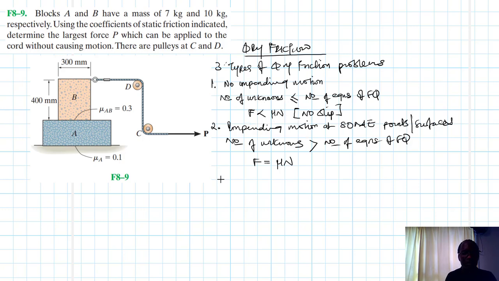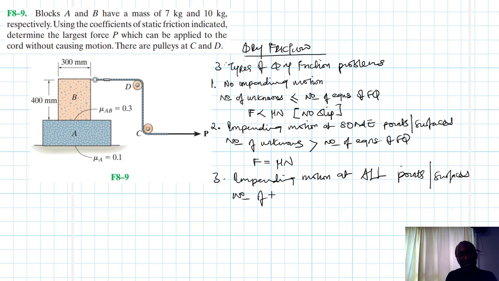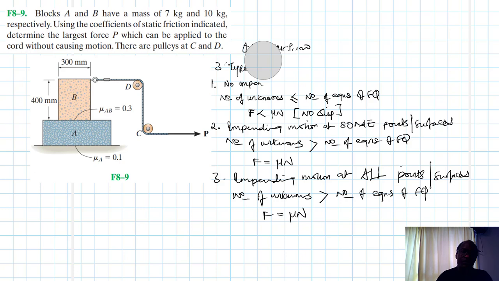The third case is where we have impending motion at all points or surfaces. In this particular case, also the number of unknowns is greater than the number of equations of equilibrium. Of course, we use the friction equation F equal to mu N. All right.